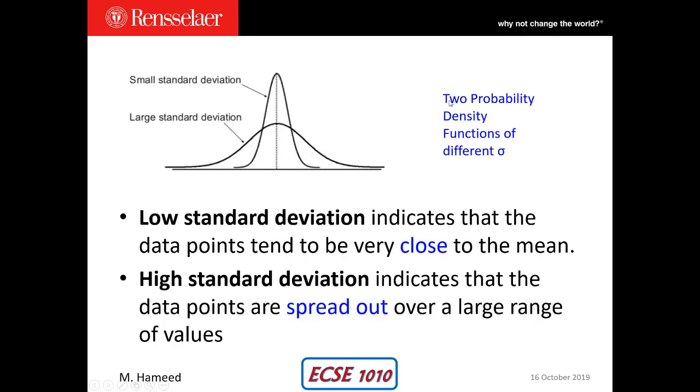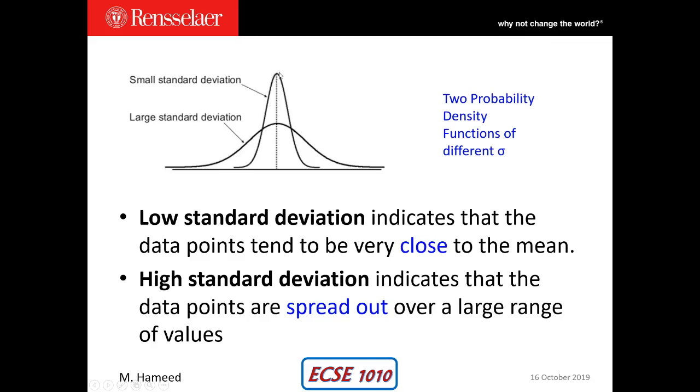Now let's try to look at two probability density functions of different standard deviations. Over here we have two PDFs, probability density functions, or sometimes called probability distribution functions. One of them is very, very narrow, so the values in this one are very close to the mean. They both have the same mean, it looks like, or at least very close.